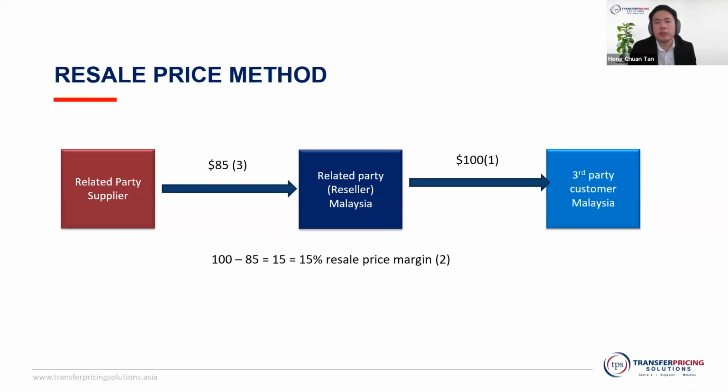Your remuneration of this resale price margin is very highly dependent on the functions that you perform, right? Where you're buying and selling, and you're earning that resale price in relation to the distribution or reseller activities that you perform. So in terms of selecting comparable companies, you'll be looking more towards the functions itself, which is more of a high hierarchy than the characteristics of the products that you sell.